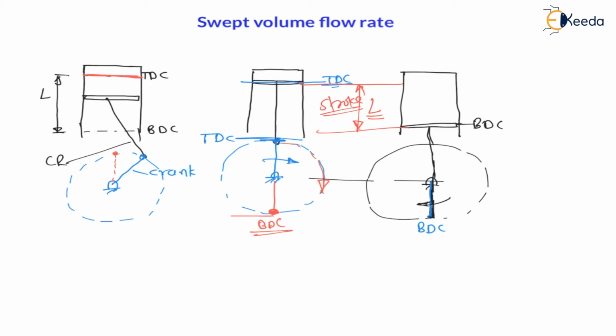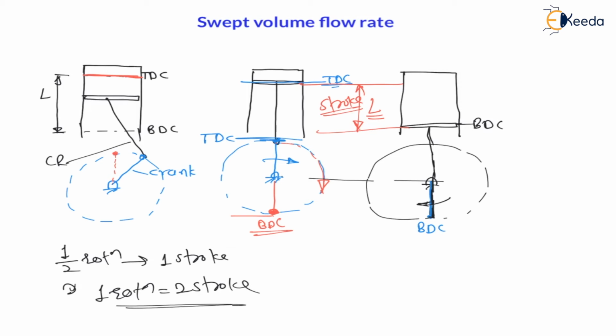So one thing we have understood, that half rotation means one stroke. Therefore, we can say one complete rotation is equal to two strokes. And therefore, for k rotations, there will be 2k strokes. That you have to understand.